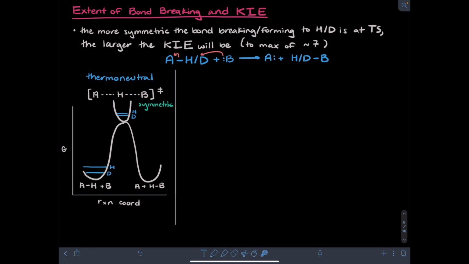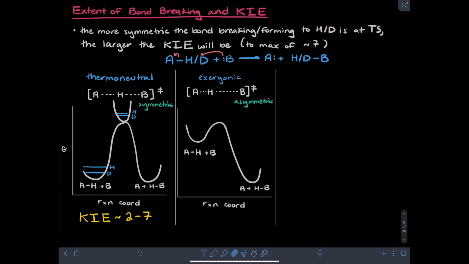When this is the case, the 0-point energies at your transition state are going to be very close together, and they're going to be further apart in your starting material. The energy needed for hydrogen to go from the starting energy to the transition state is smaller than the amount of energy needed to go from deuterium to the transition state. When this is the case, the kinetic isotope effect is going to be relatively large, and it will vary between about 2 and 7.